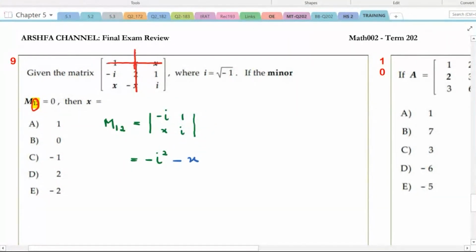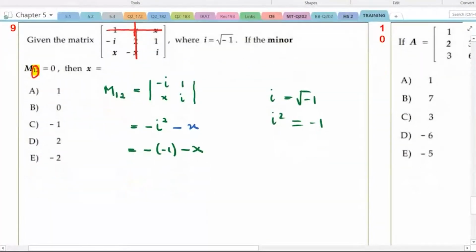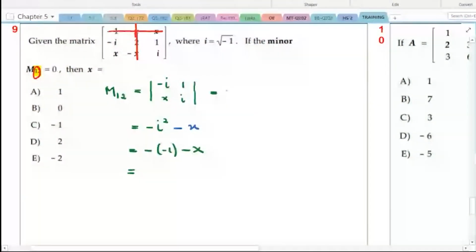Now what do we do, gentlemen? We know that i is equal to the root of minus 1, and we know that i squared is equal to minus 1. So this we can say is equal to minus 1 minus x. But please, I forgot. The question says this is actually equal to 0. So this is equal to 0.